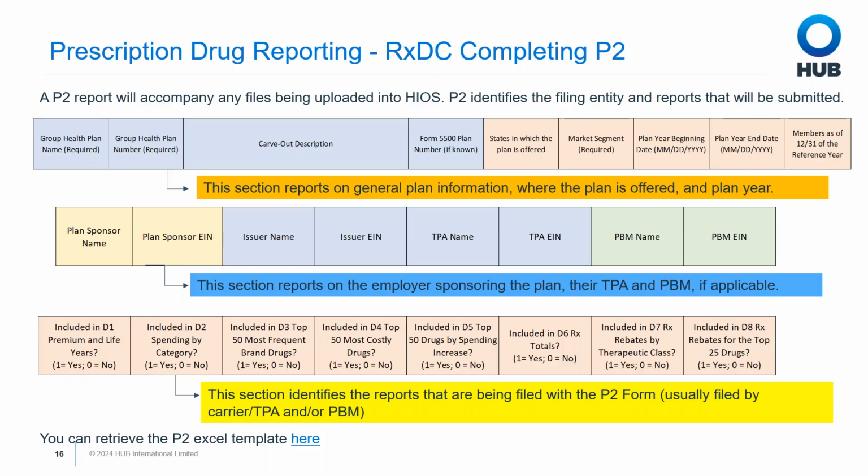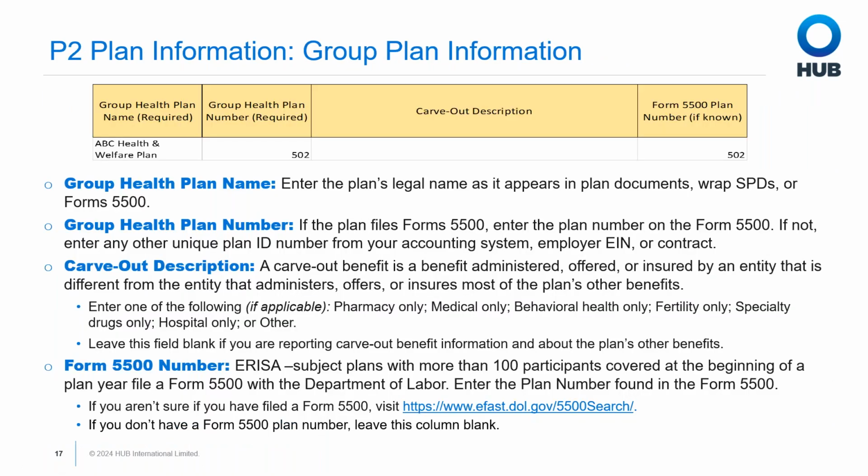The last section, which you do not need to complete on P2 in the carrier questionnaires, will ask which reports you will be filing. Now, this is only completed if you are directly filing onto the HIOS website. You most likely will not see the third row noted here in any carrier, TPA, or PBM questionnaire. This is only if you need to file directly with CMS. You will be required to complete this section. I would encourage you to refer to Module 3 of our RxDC reporting to review how to complete these last sections.